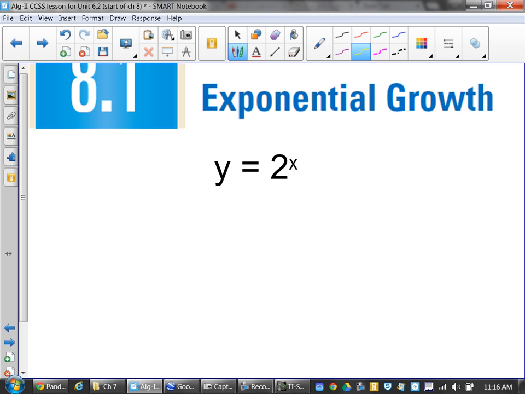with 8.1 and 8.2 mixed in here. The way that the first couple of sections work out is that we're going to talk about graphing right off the bat. How you graph and work with exponential growth, exponential decay, and then logarithmic. We're going to look at all three of those graph styles first.